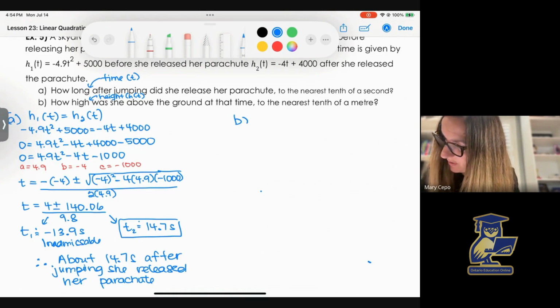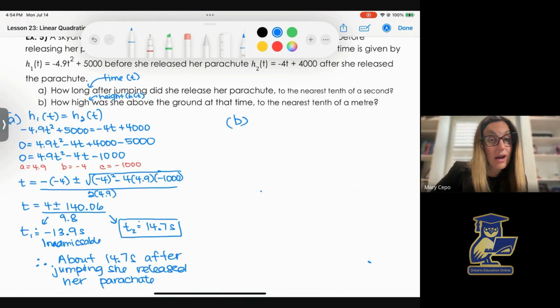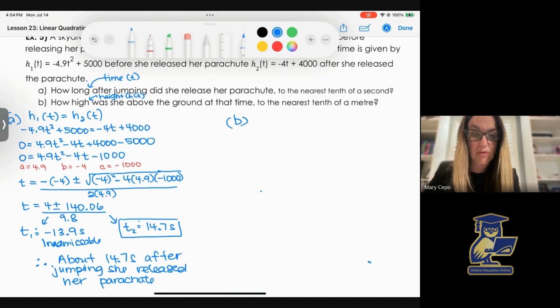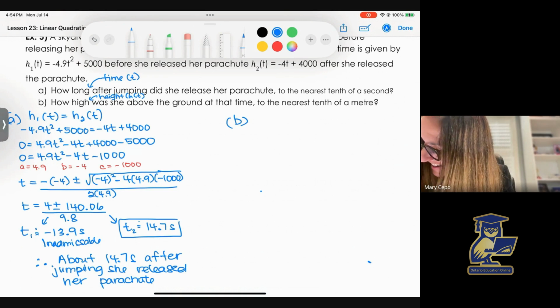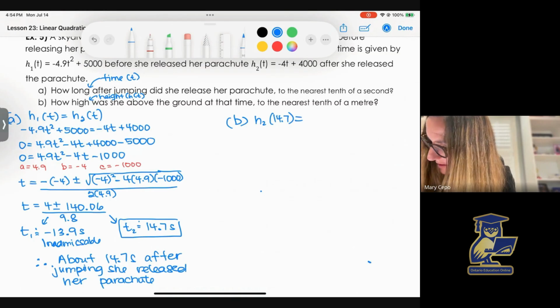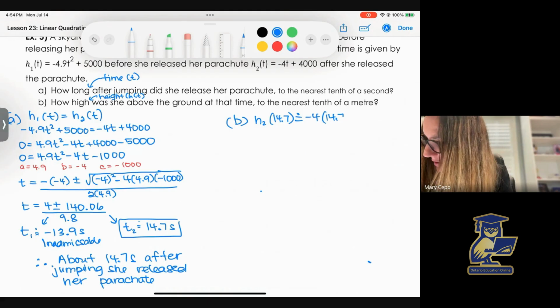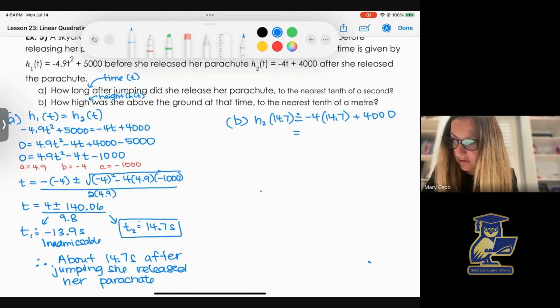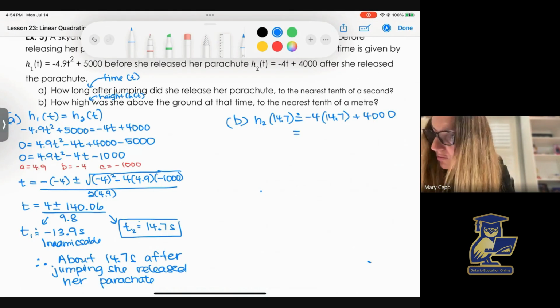Now for B, we want to figure out, again, how high was she above the ground at this time? We can substitute into either equation. I prefer always to use the linear, so we're going to sub 14.7 into that one. Again, this is also approximated because we did round the time. So negative 4 times 14.7 plus 4,000, which, putting that into our calculators, is negative 58.8 plus 4,000.